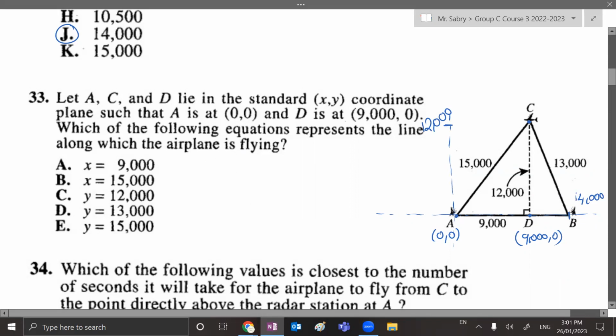So they're asking me which of the following equations represents the line along which the airplane is flying. So we need the equation of this line here, which we just already figured out as 12,000 on the y. So it's y equals 12,000. That's the equation of that line. Does that kind of make sense or not so much? We're all good? I think it's lagging. Yes, yeah.